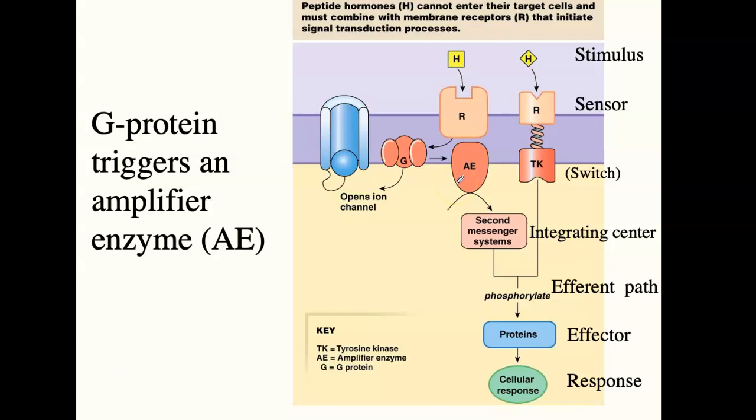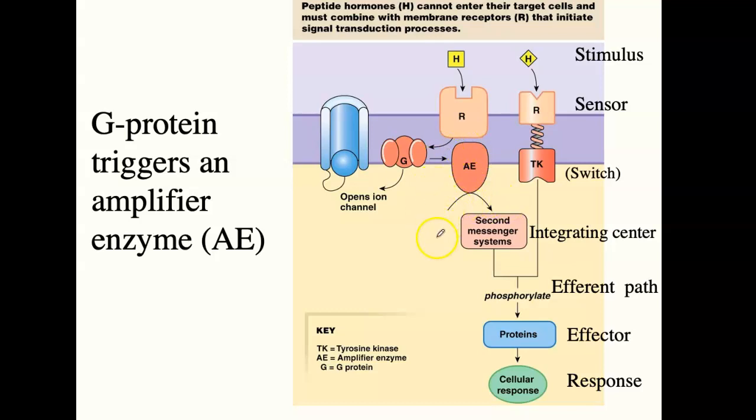Why do we need that? Well, because hormones come in teeny quantities, and they're so small that we need to amplify that response for it to function inside the cell. So think of it as an enzyme, which is something that speeds up a reaction, and it's an amplifier because we're going to have to increase the volume of that response. Think of it that way.